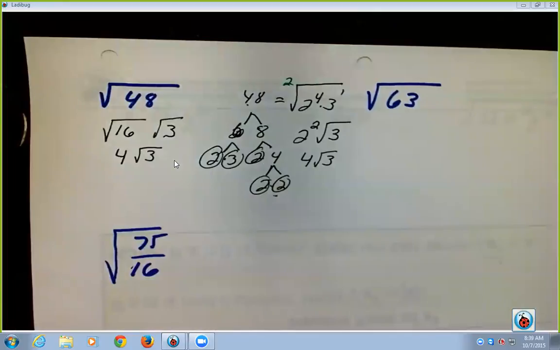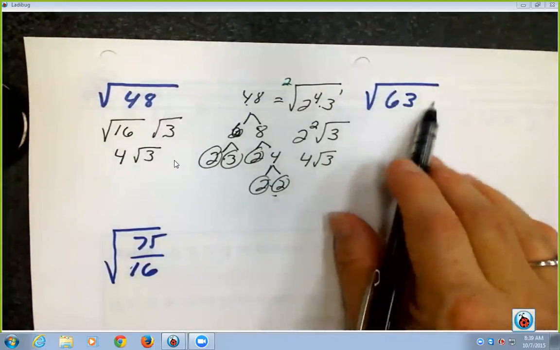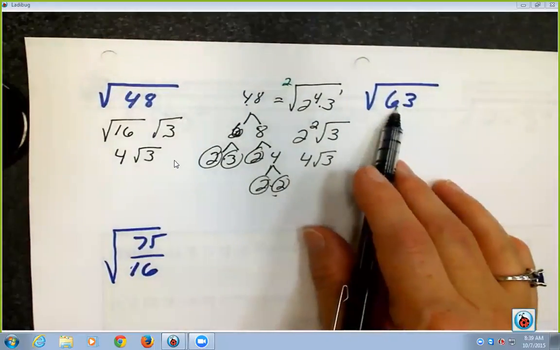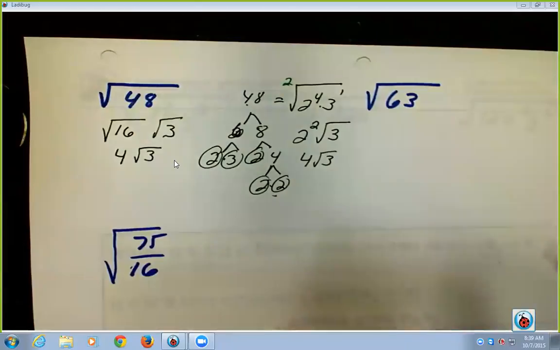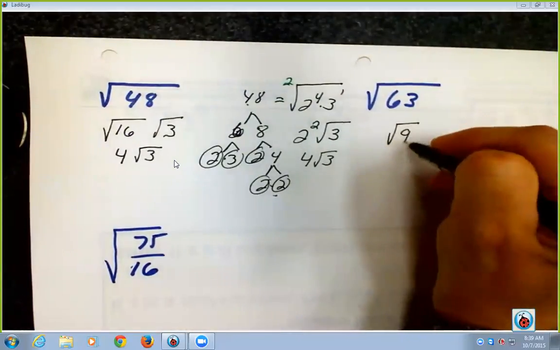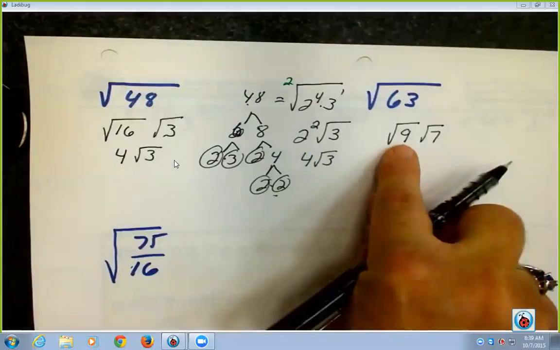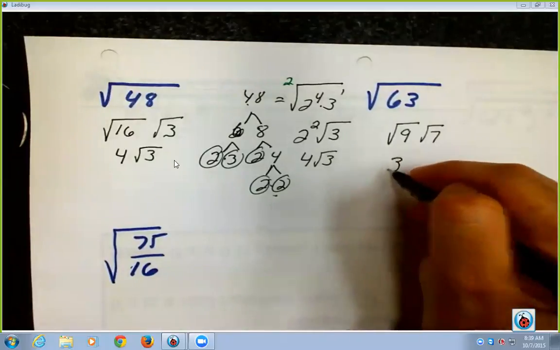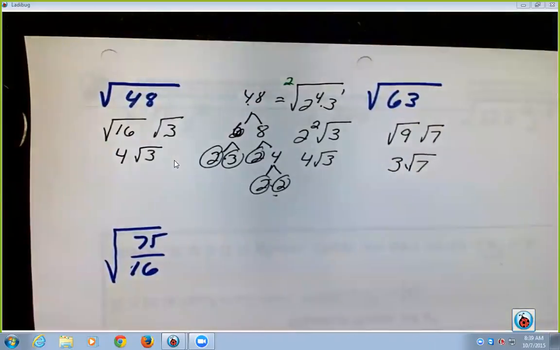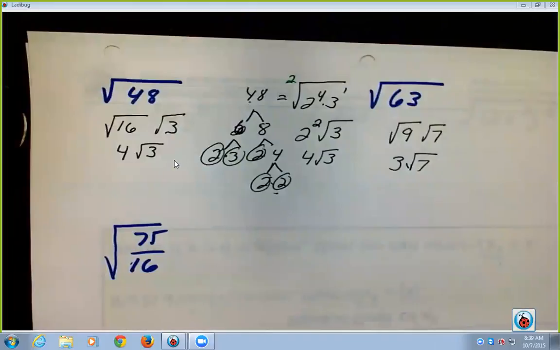So I don't know. What do you think? I need to do another one like it. We'll see what happens. 63. If you look at method 1, what is a perfect square that's in 63? 9. So 63 could be broken down to the square root of 9 times 7. 9 goes into 63, 7 times. Square root of 9 is 3. So I'm left with 3, the square root of 7. So if you can figure out those, you're good.